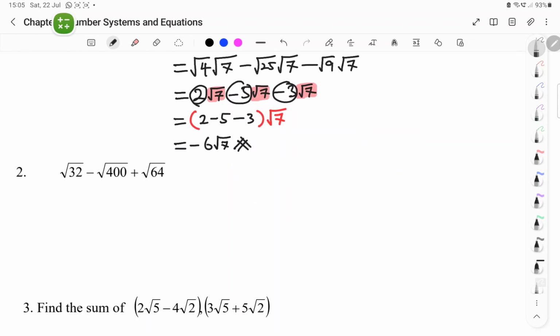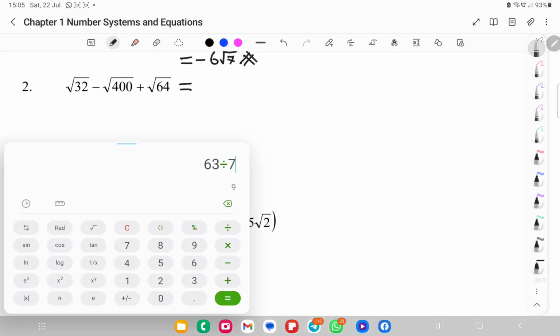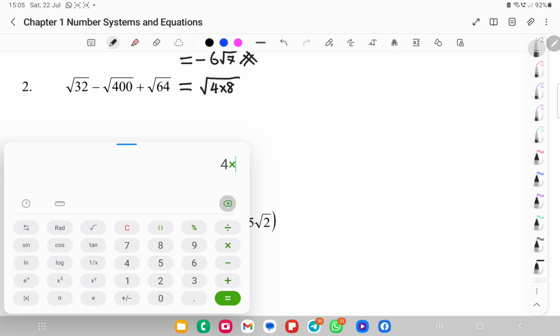Like that. Okay. Next, let's go to the next one. Okay, 32. 32 divide 4, can? Oh, can, 8. Okay. So for this one, we separate 32 into 4 multiplied by 8, because 4 multiplied by 8 is 32.